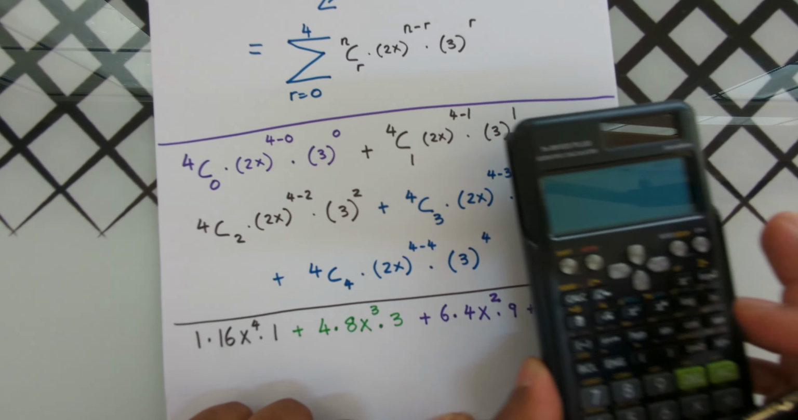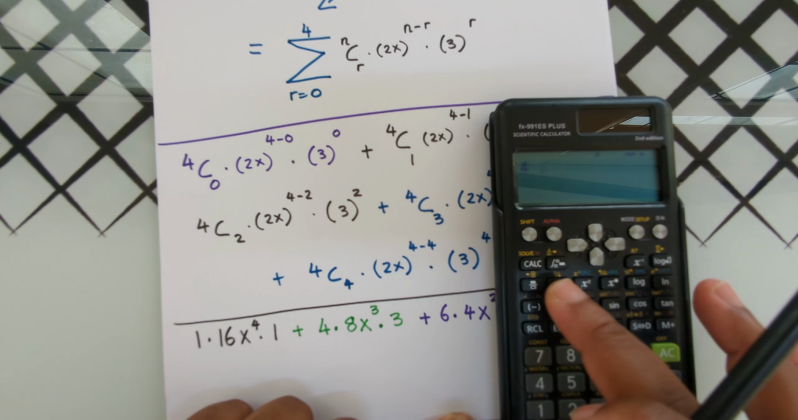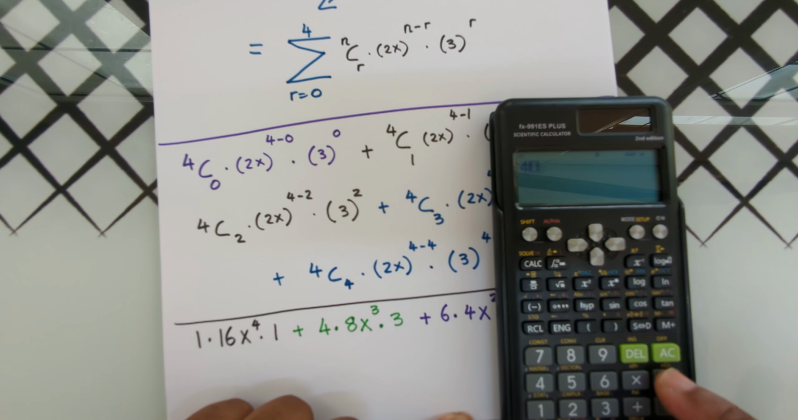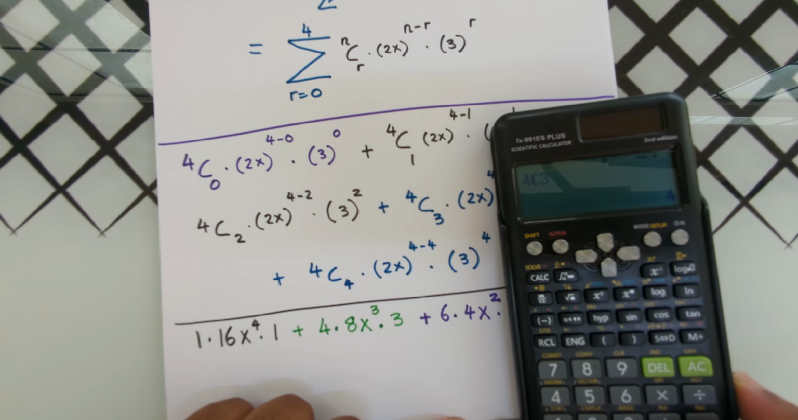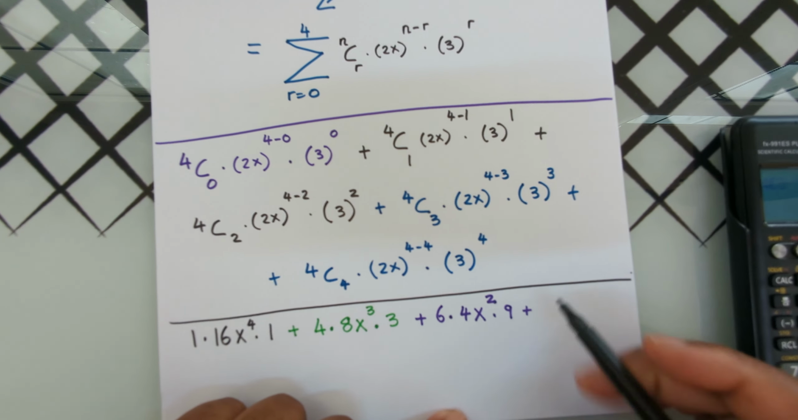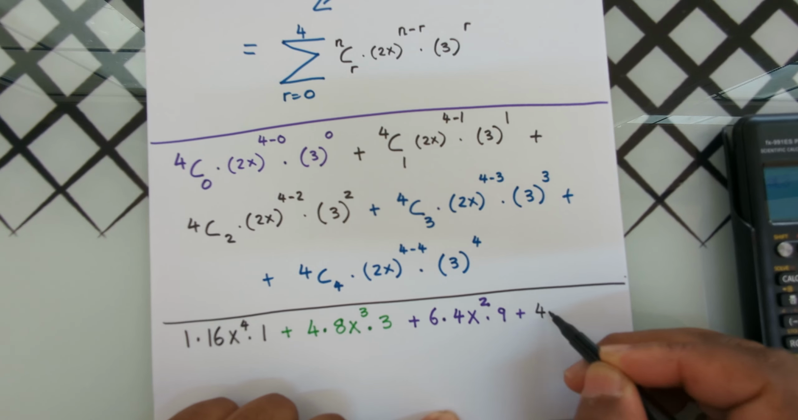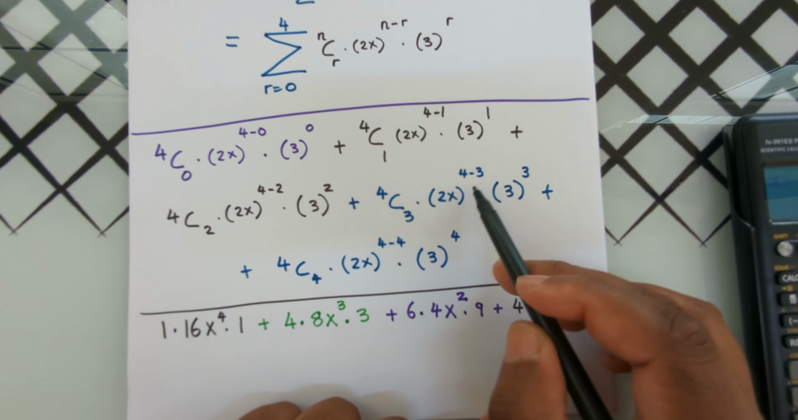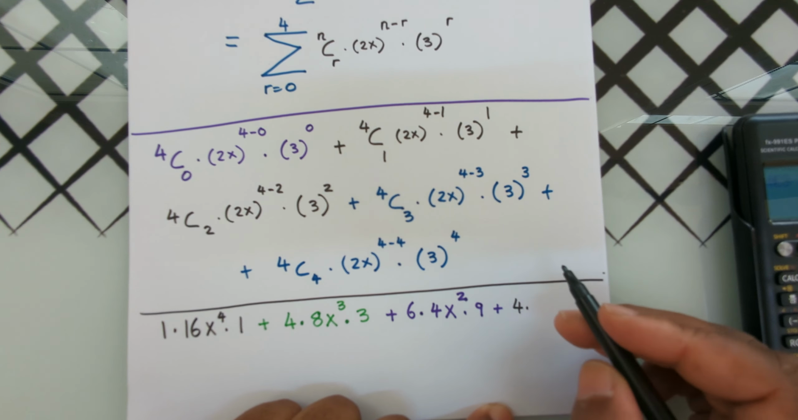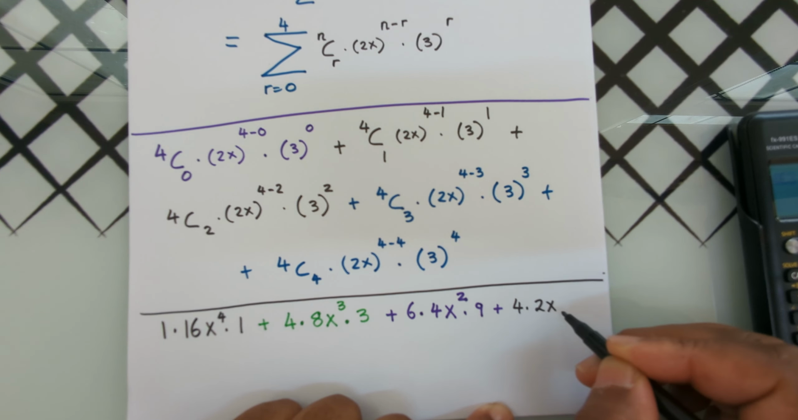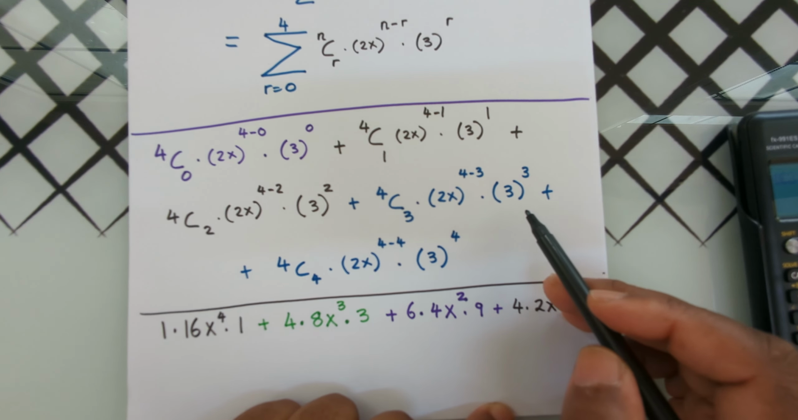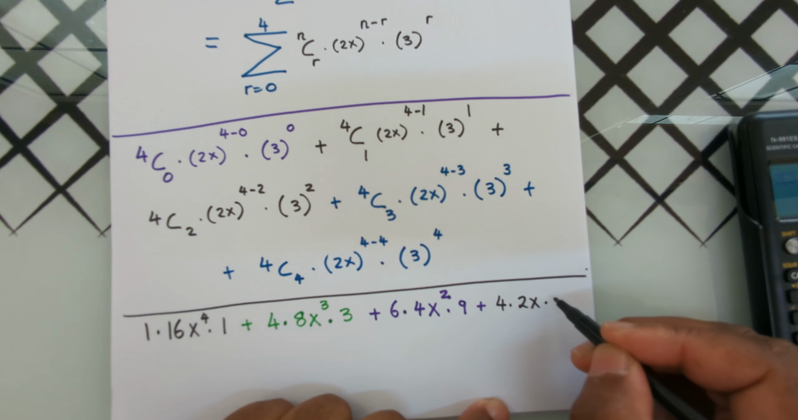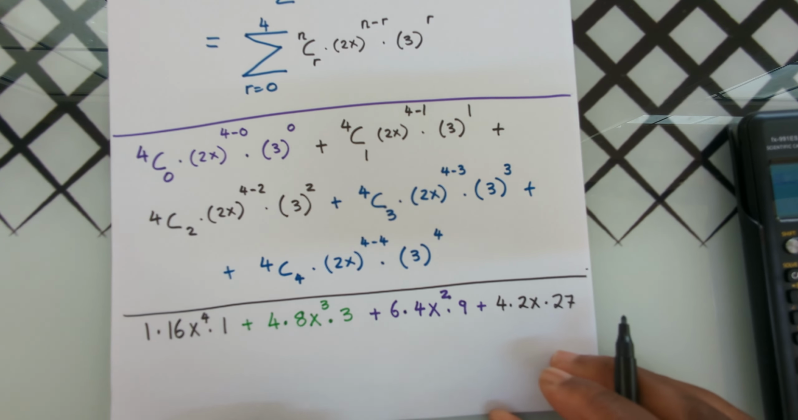choose 3. So we go back to our calculator. 4 choose 3 is 4. So 4 choose 3, that's 4 being multiplied by 2x to the power 4 minus 3, that's just 1. So this remains 2x being multiplied by 3 to the power 3, which is 27.